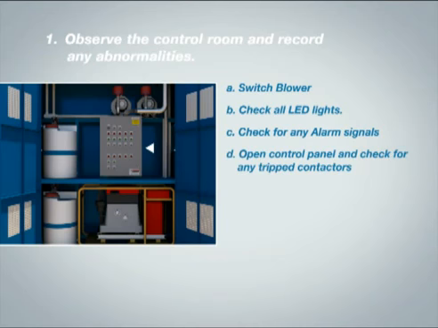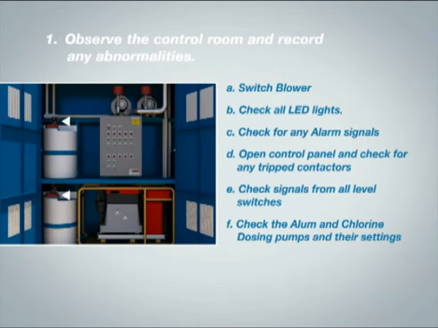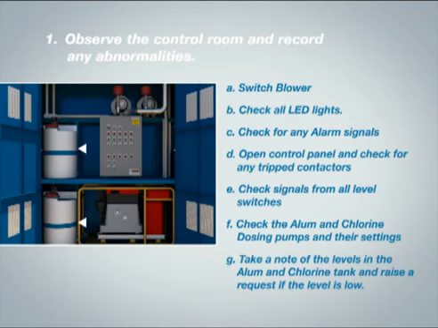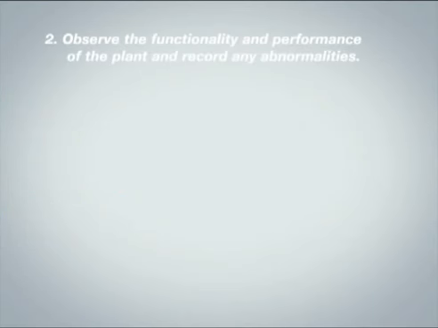D. Open control panel and check for any tripped contactors. E. Check signals from all level switches. F. Check the alum and chlorine dosing pumps and their settings. G. Take a note of the levels in the alum and chlorine tank and raise a request if the level is low. 2. Observe the functionality and performance of the plant and record any abnormalities.